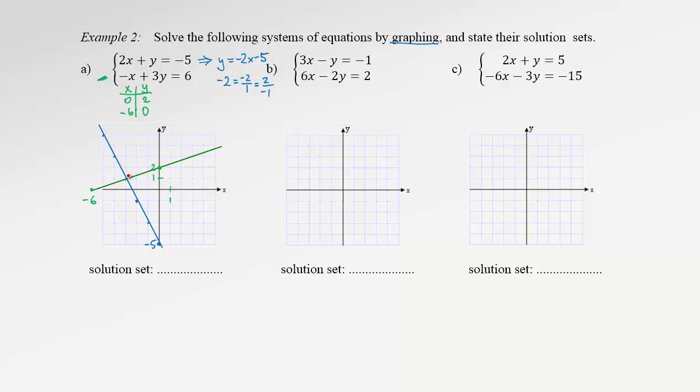Now, from this graph, we can read that the common part, the point that belongs to the blue and to the green line, is here, and it has coordinates negative 3, 1. Therefore, the solution set to this system of equations is a one element set. It consists of the pair negative 3 and 1. Okay, let's try the second system of equations.